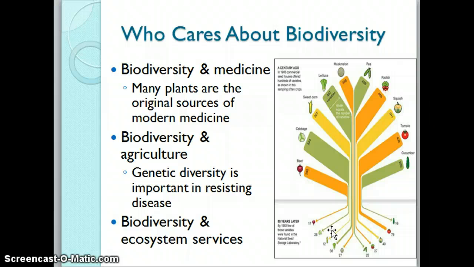Finally, different species help ecosystems in different ways. Plants with large, solid roots hold soil in place and prevent erosion. And some plants take up poisonous metals in the soil, which prevents groundwater from being contaminated.